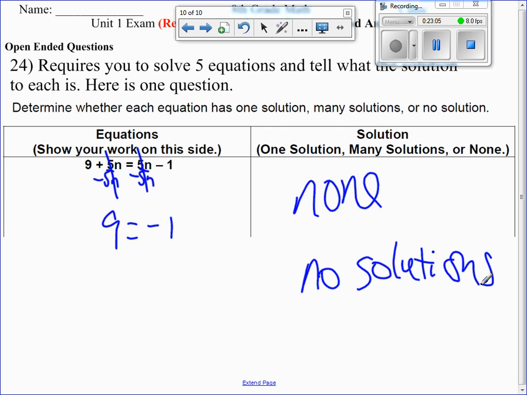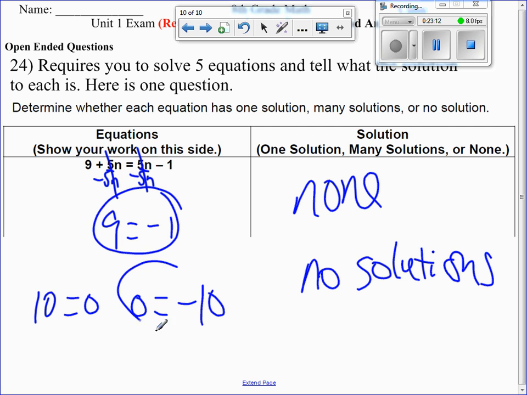You need to show all your work. If you ended up with 10 equals 0 or 0 equals -10, those are both fine also. So any of these 3 answers.